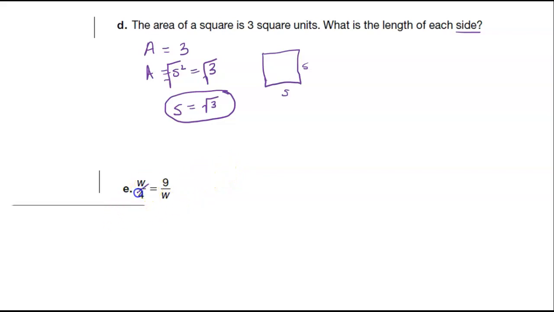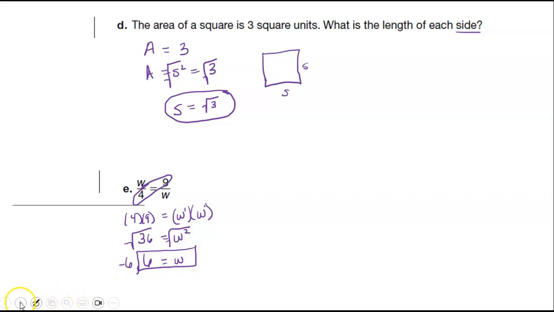Okay, so E, we're going to cross multiply. So I have 4 times 9 is equal to W times W. So 4 times 9 is 36. And W times W, imagine there is an imaginary 1 there. This is going to be W squared. So I have to square root each side. I get 6. It could be negative 6. W is equal, most likely, to 6. And I think that's it.